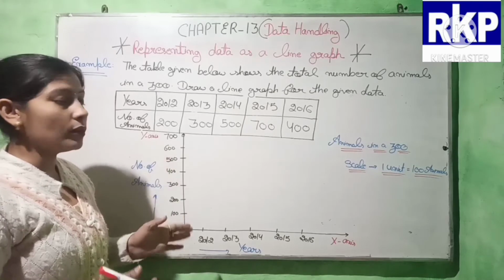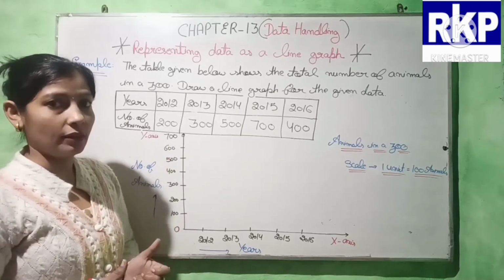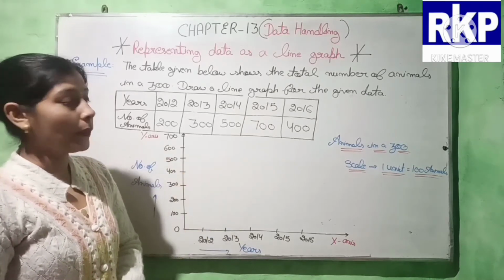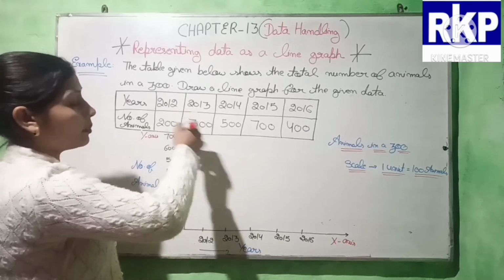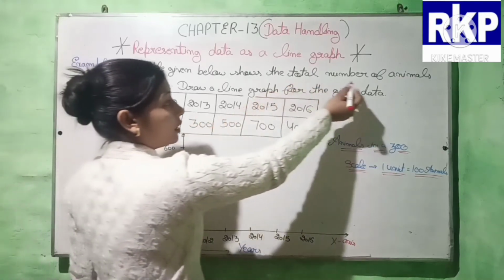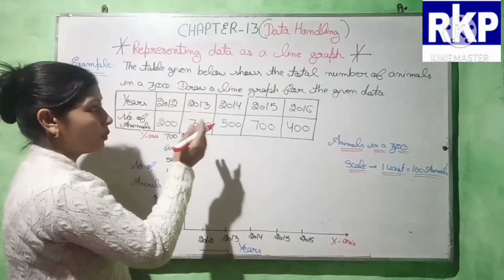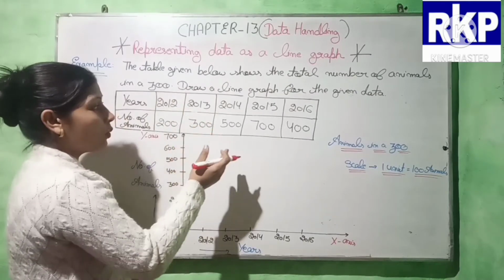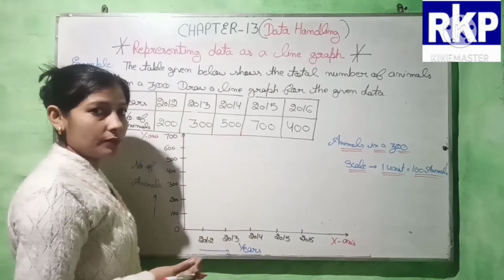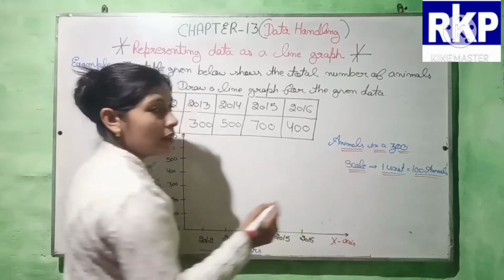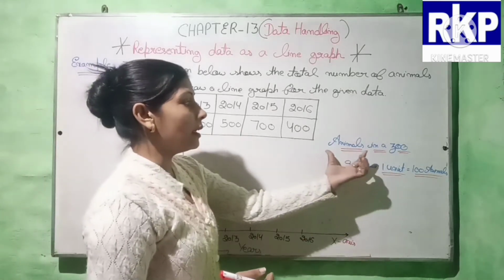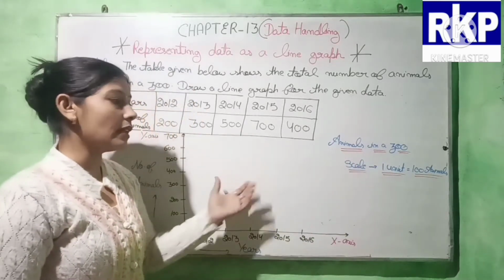Okay. Now we have to take a title for this line graph. And we know in this table, the total number of animals in a zoo is shown. So what will be the title? Yes, animals in a zoo. We can take that as the title for this line graph.